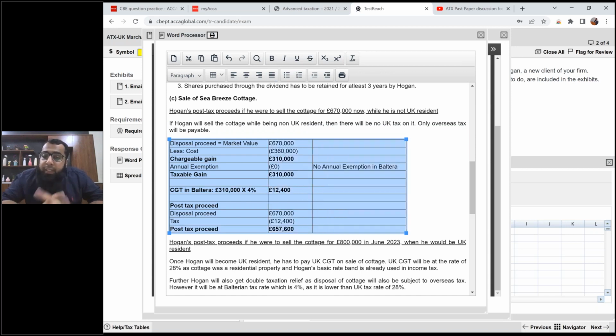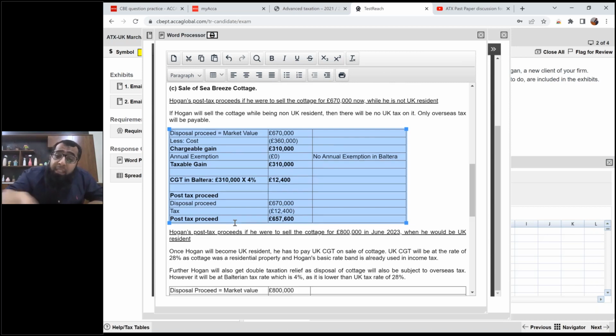So we just calculated the overseas tax. Disposal proceed, less cost, it gave us the chargeable gain. In the country of Baltira, there was no annual exemption, so this was the taxable gain, and we charged the CGT on it. And we found out the post-tax proceed. If he is not a resident, then there will be only tax in overseas.